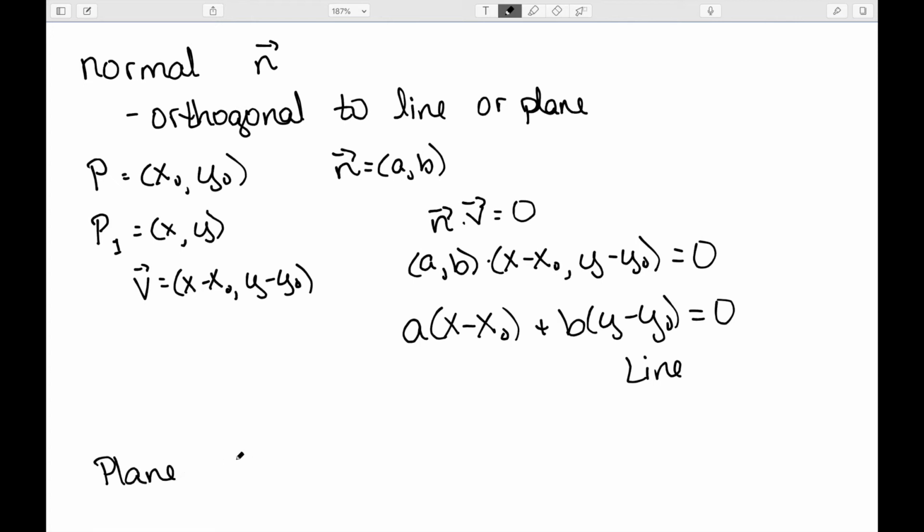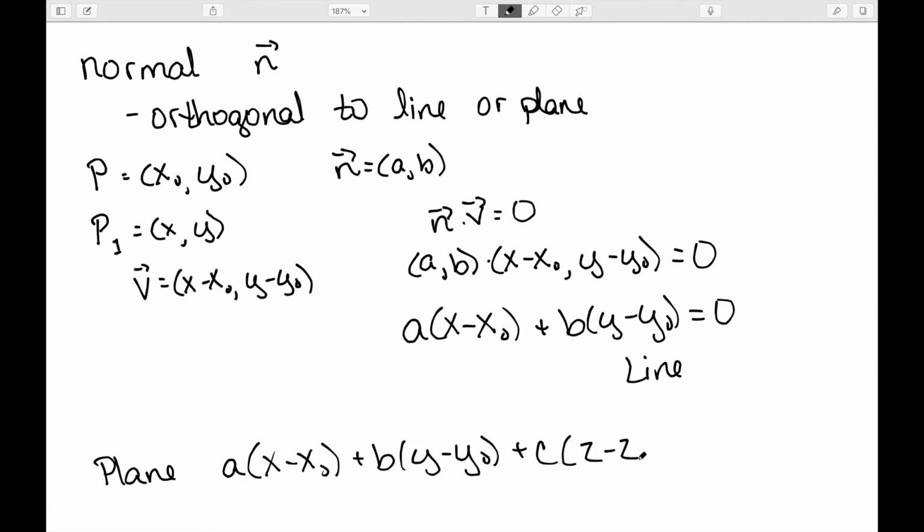Similarly, we can get an equation for a plane. A times x minus x0 plus b times y minus y0 plus c times z minus z0 is equal to 0, where x0, y0, and z0 is given by my point, and a, b, c are the components of my normal vector. And these are known as point-normal equations of the line and the plane.